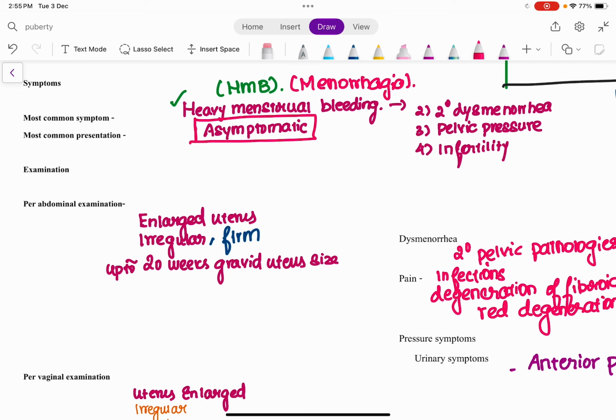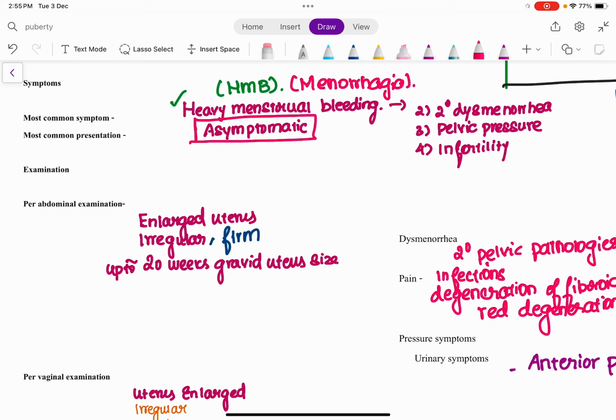Fibroid is basically a smooth muscle benign tumor of the uterus, which is also called leiomyoma. In the last module we discussed the basics of fibroid, the FIGO classification and the different types of fibroid. If you haven't watched that yet, please watch that module and then come back to this. Now, having discussed the general information about fibroid, we are going to jump into the symptoms.